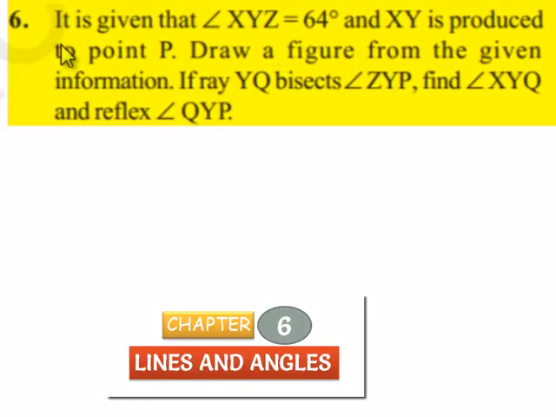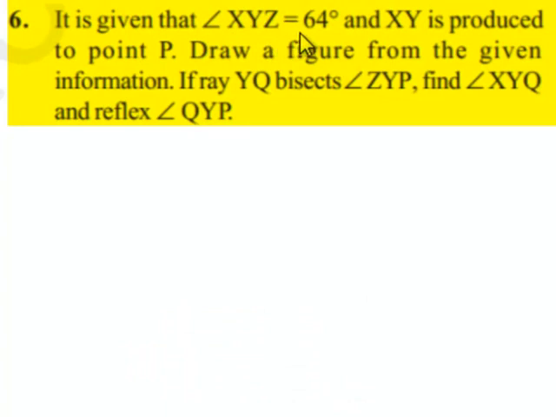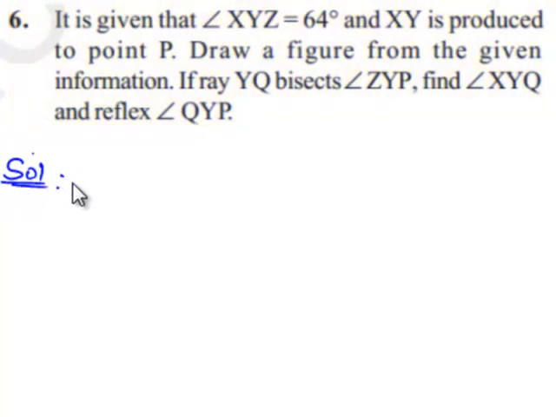Now moving on to the sixth question. It is given that angle XYZ is equal to 64 degrees and XY is produced to point P. Draw the figure from the given information. If ray YQ bisects angle ZYP, find angle XYQ and reflex angle QYP. Now moving on to the solution.